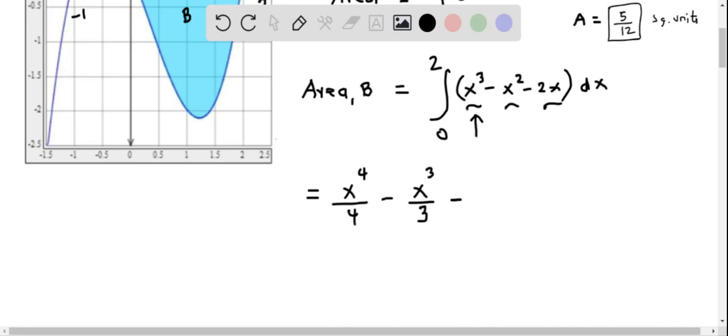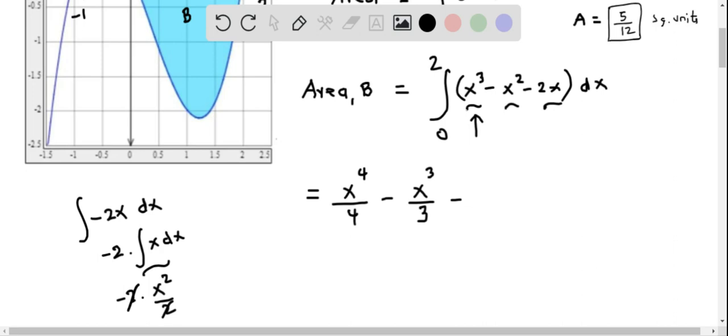And then when we integrate this negative 2x, we will get negative 2 times the integral of x dx. When we use the power rule, we get x squared divided by 2. So these two get cancelled. So it's basically negative x squared. So I'm going to put this as negative x squared. And this has to be evaluated from 0 to 2.